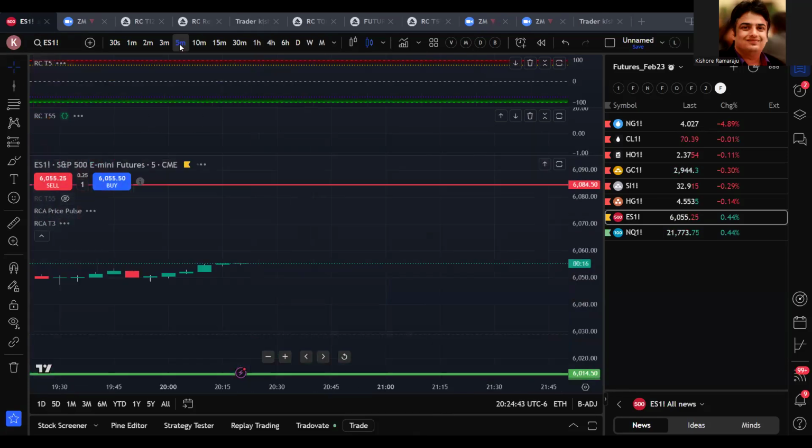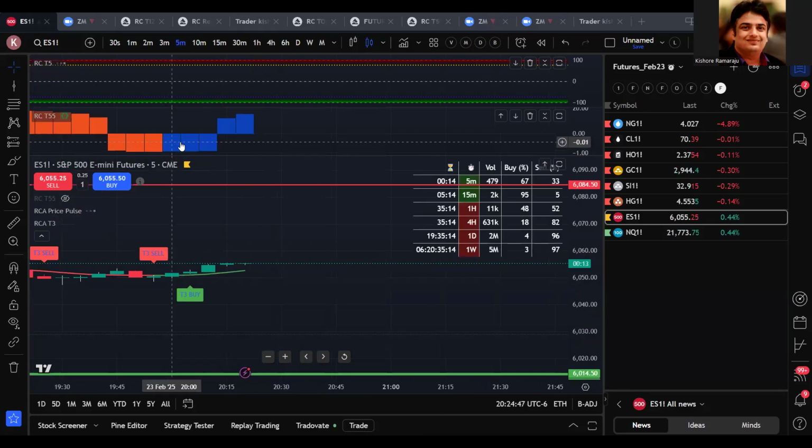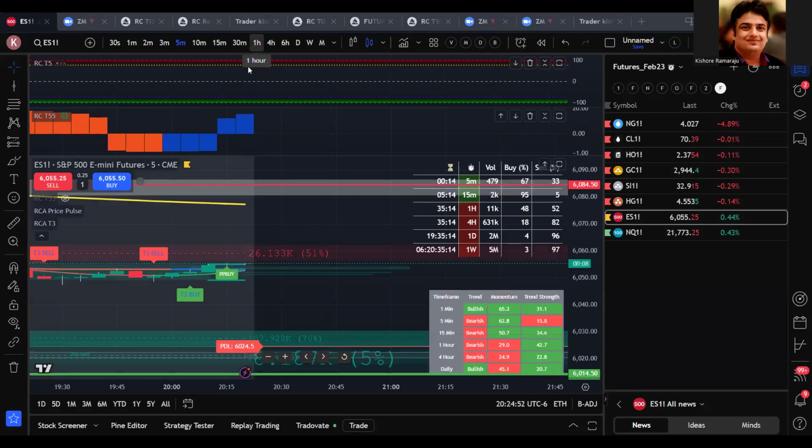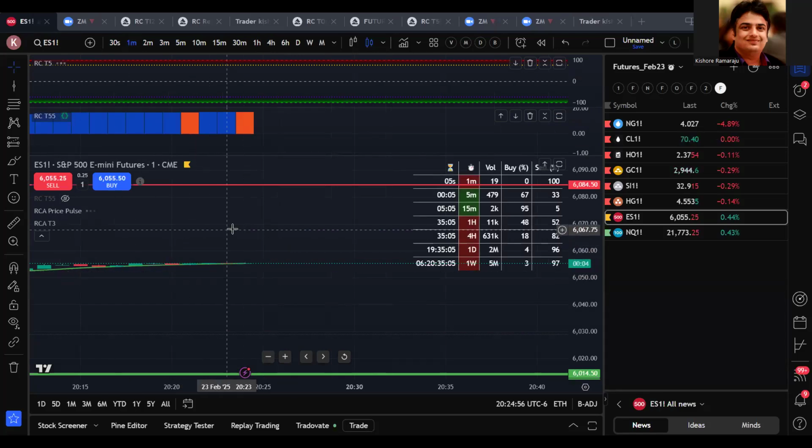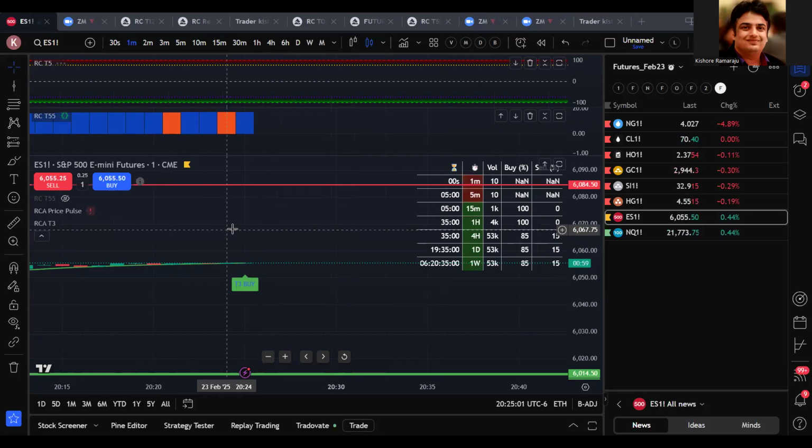So if you see 5 minutes, you can see that there are a lot of buyers in 5 minutes. If you go to 1 hour, there are a lot of buyers. If you go to 1 minute, you see it is in a buy, a lot of buyers. It is bullish.